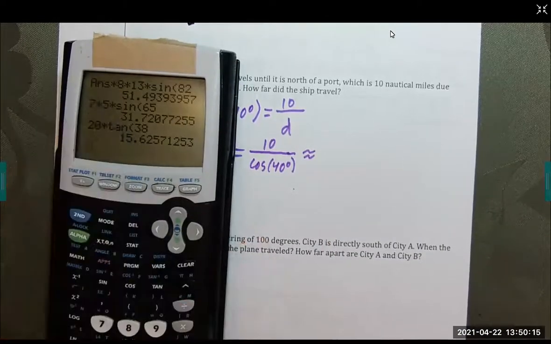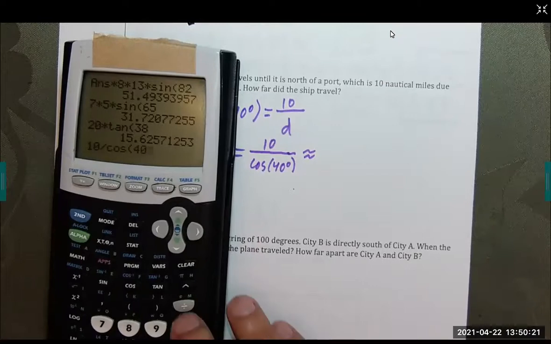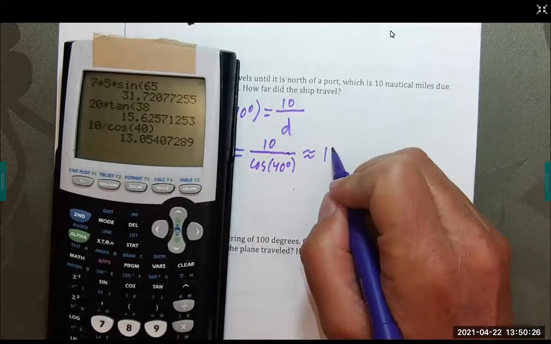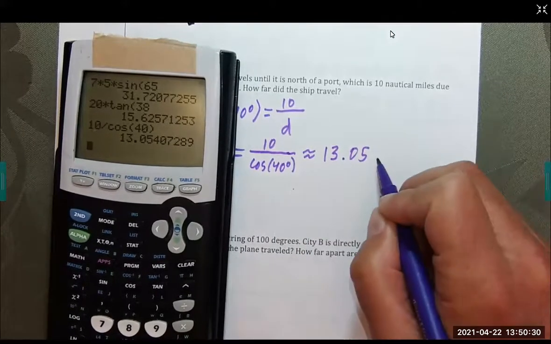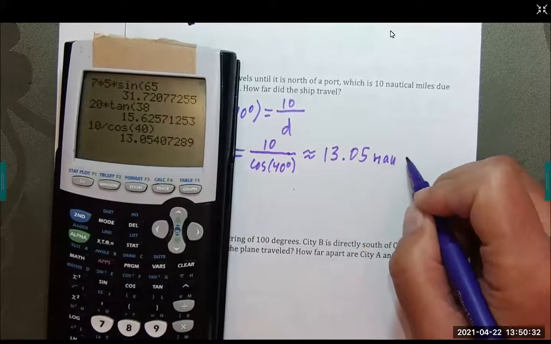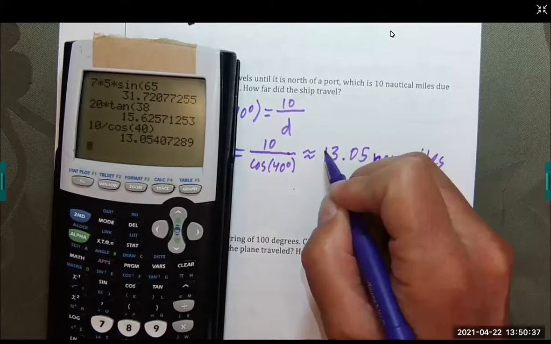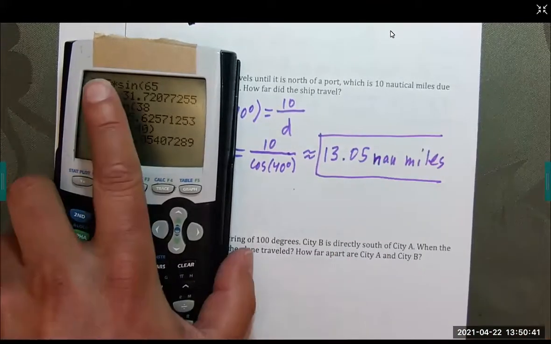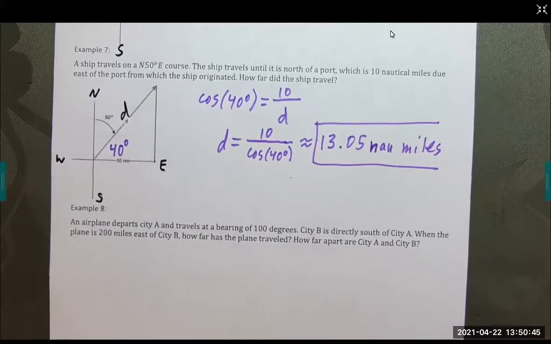So I have 10 divided by the cosine of 40 degrees. That's 13.05 nautical miles. Not too bad. This next one, we're going to have to draw our own picture.